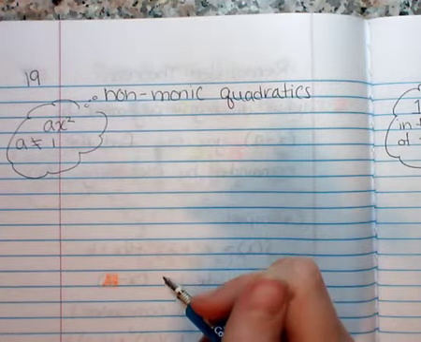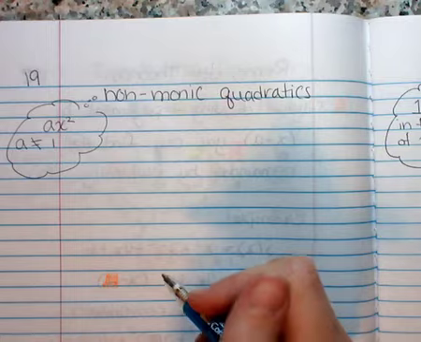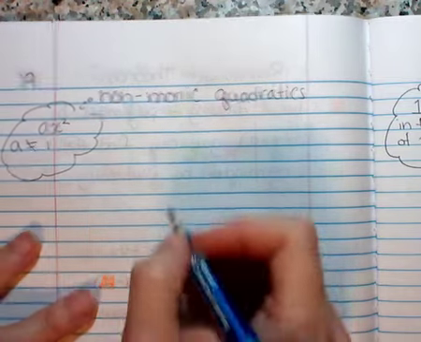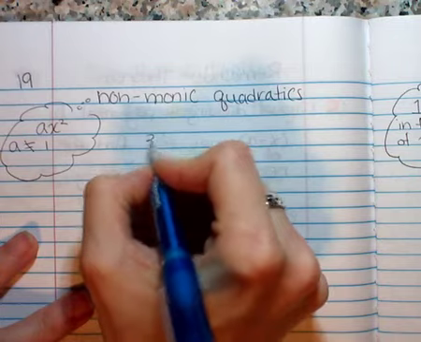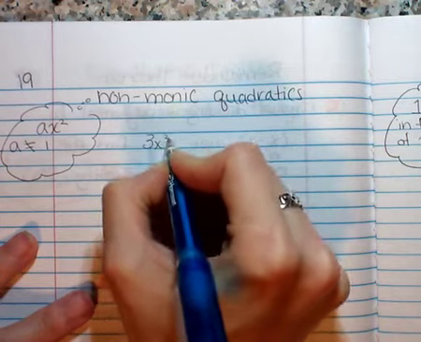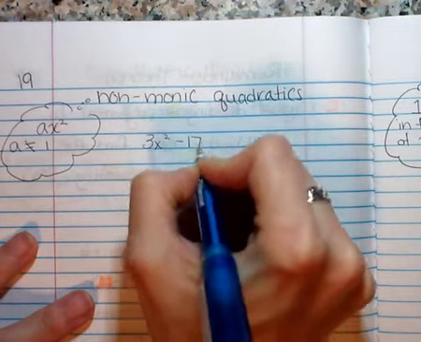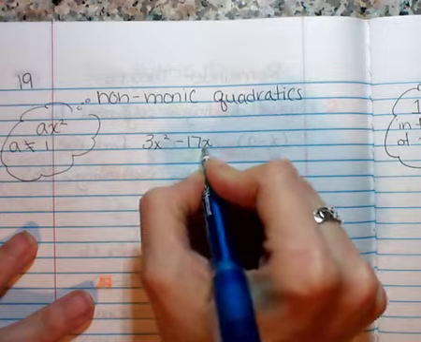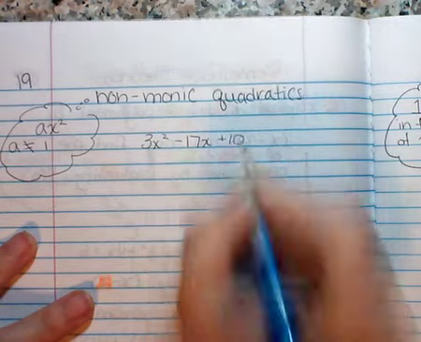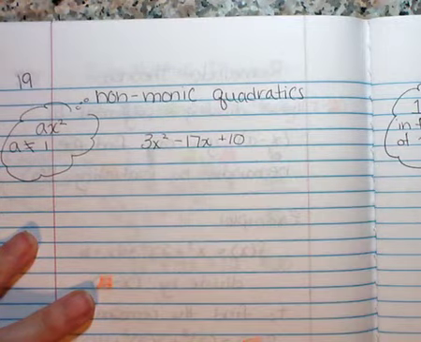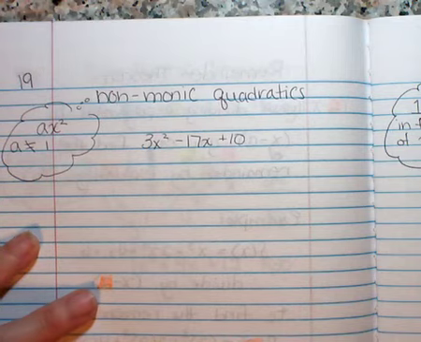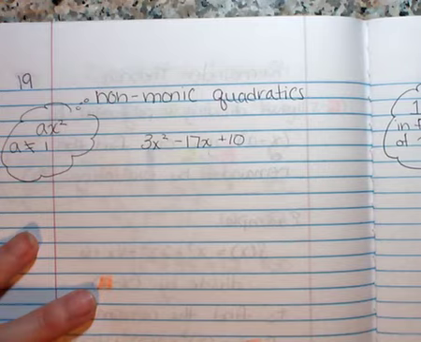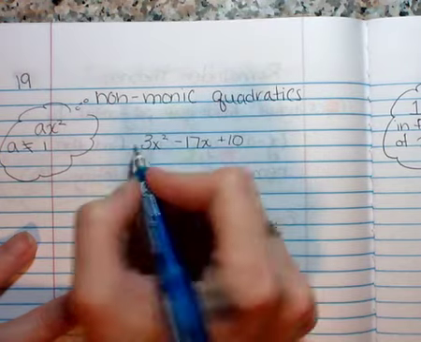All right, so when we are going to factor a non-monic polynomial, let's first start with the example of 3x squared minus 17x plus 10. And I'm going to walk through the full long example first that we did in class, and then we'll go through the shortened version. But I want to make sure that you understand where all of this process comes from.